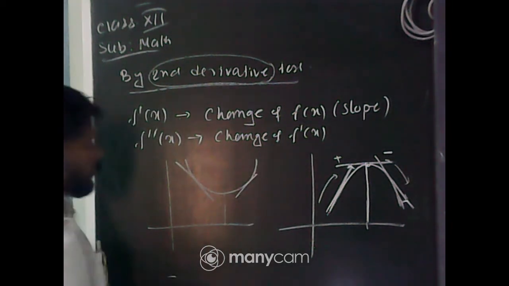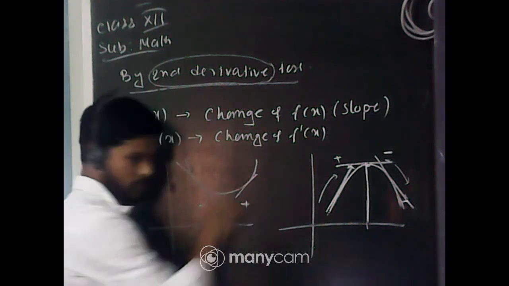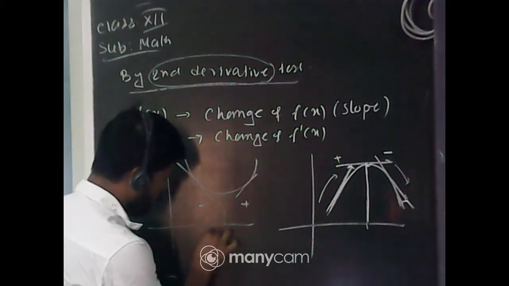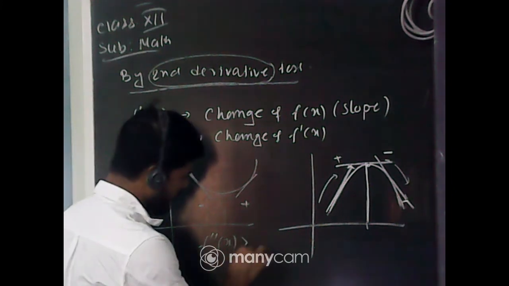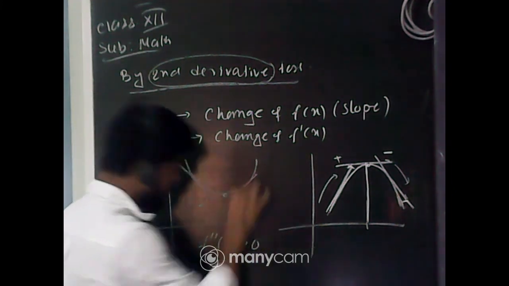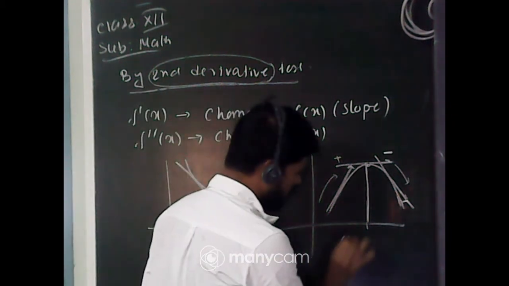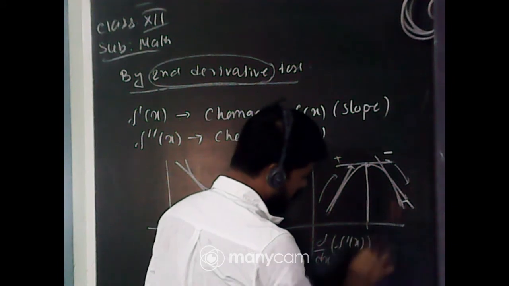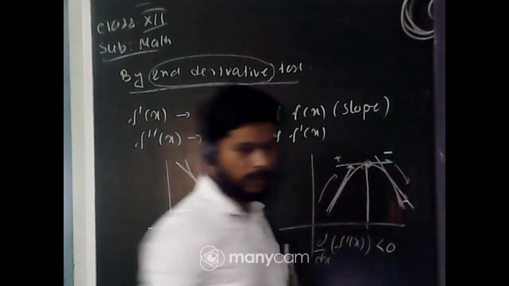That means the rate of change of the slope is changing from negative to positive directions. Okay, that means when f double dot x, or change of slope, is greater than zero, then it has attained a minimum value. And when f double dot x, or rate of change of f dot x, is less than zero, then the function will attain a maximum value.